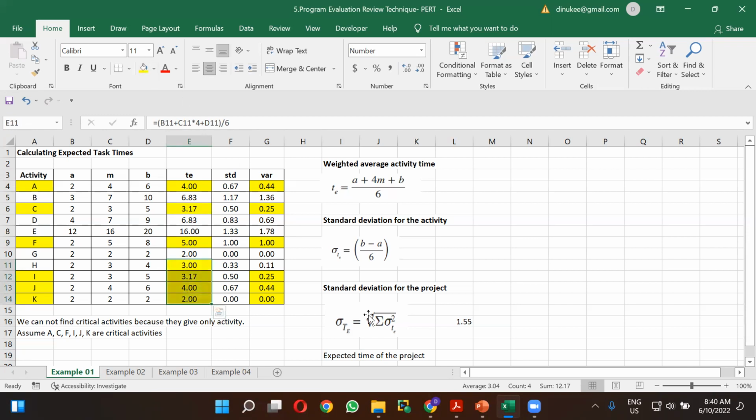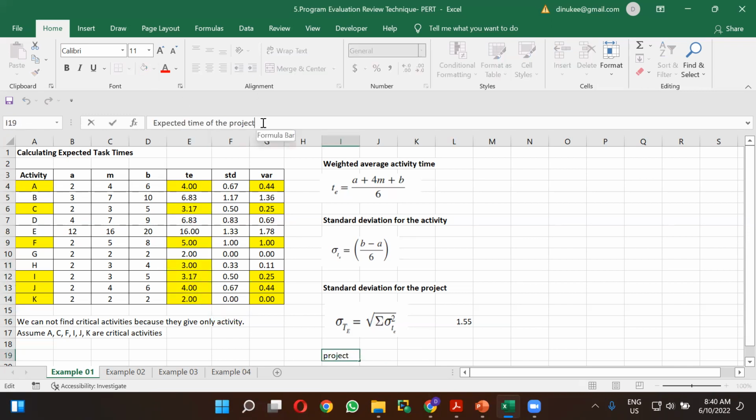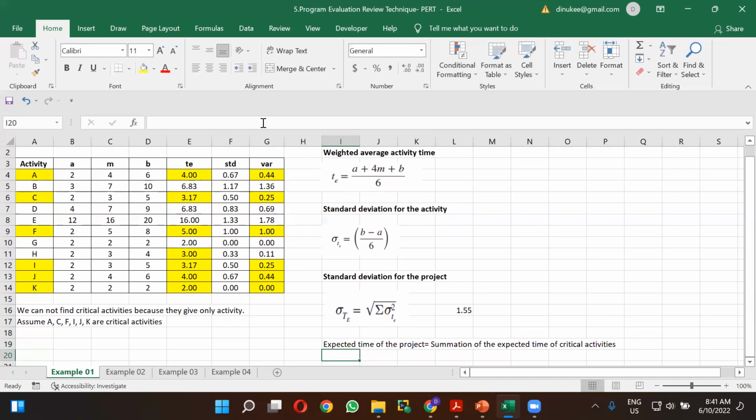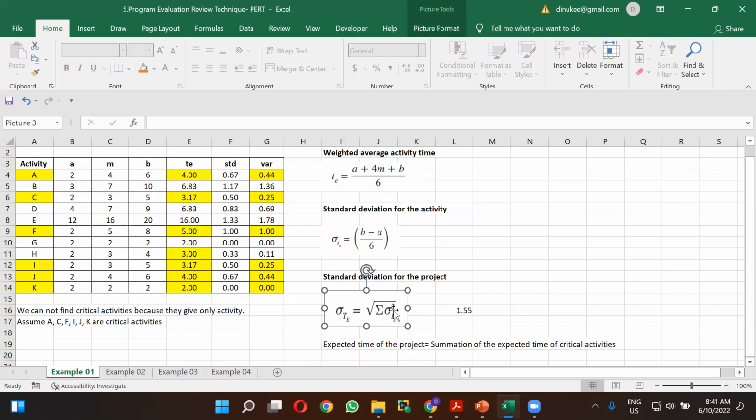So when I am asking you to calculate the expected time of the project, you have to take the summation of the expected time of critical activities. So please make some notes, right? I didn't mention those things in the PPT. When you are calculating the expected time of the project, you have to take the summation of the expected time of critical activities. Here also, you have to take only the variance of the critical activities.